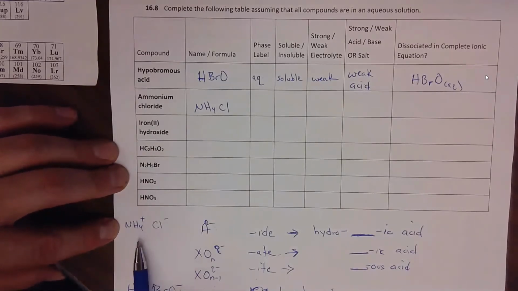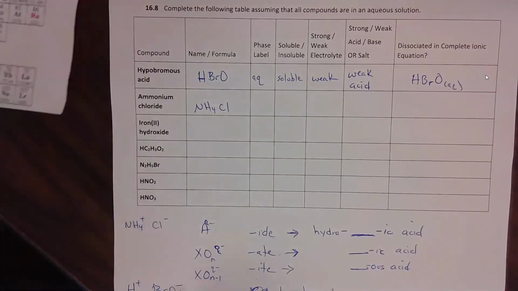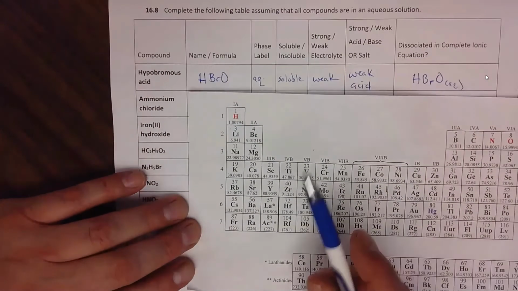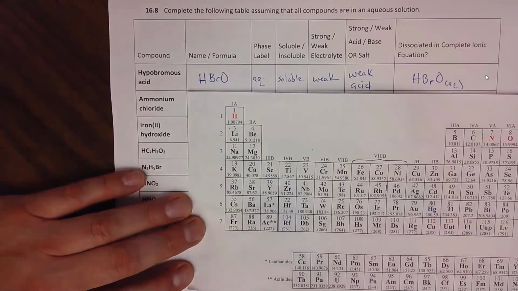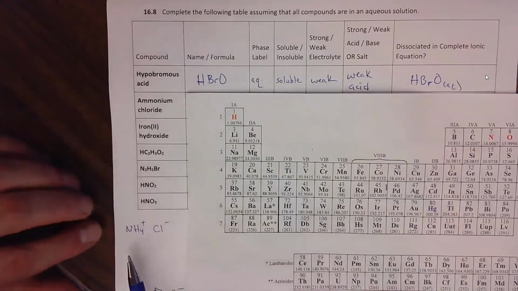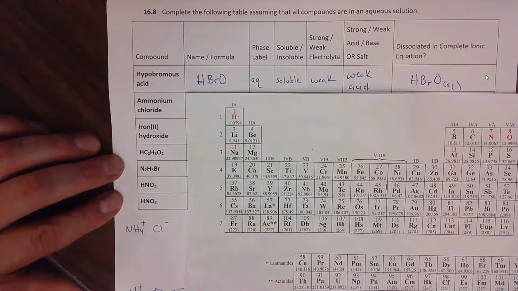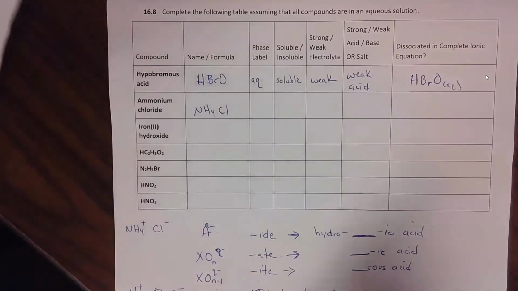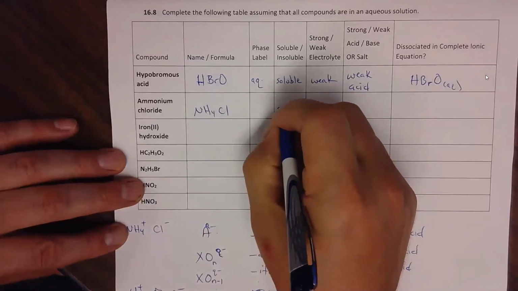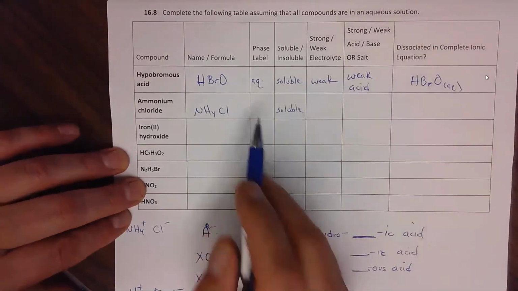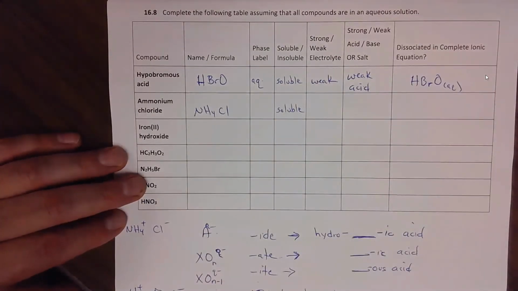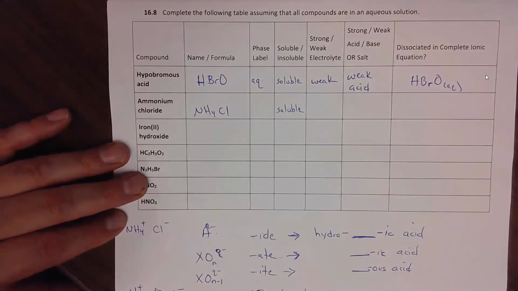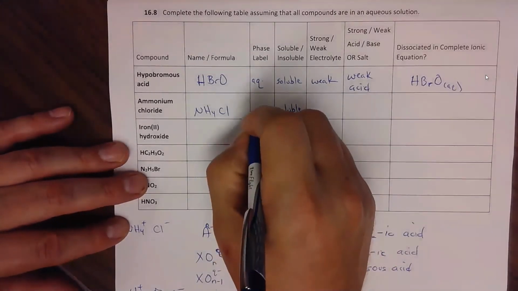Rule number 1 of the solubility rules says that any salt that contains the group 1A metals, lithium, sodium, potassium, rubidium, cesium, or the polyatomic ion, the ammonium ion, is soluble without exception. So the solubility rules tell us that ammonium chloride is soluble. Therefore, what phase label does it get? Aqueous, because that's what soluble means, aqueous.